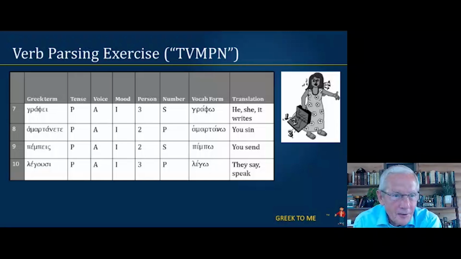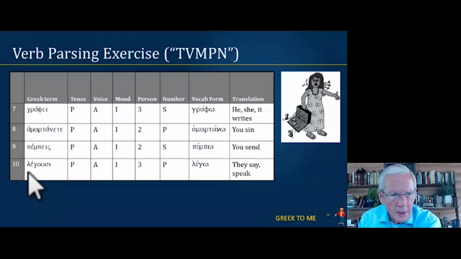All right, graphei, present active indicative, third person singular. From grapho, he, she, or it writes. Hamartanete, present active indicative, second person plural. From hamartano, you sin. Pempeis, from pempo, present active indicative, second person singular, you send. And finally, legousi, present active indicative, third person plural. From lego, they say or they speak.